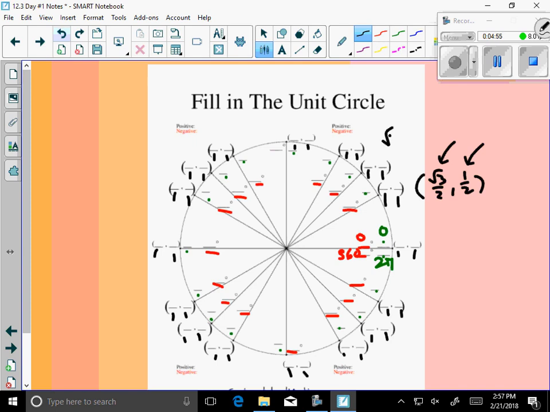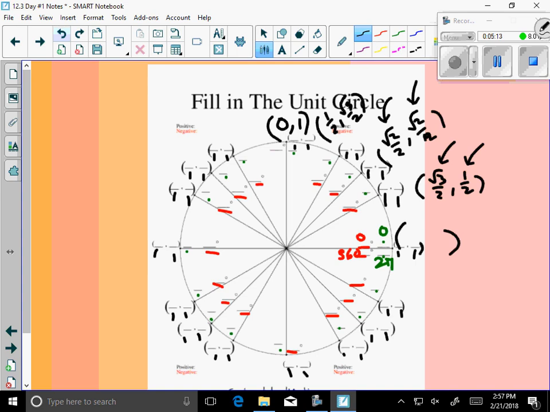This one would be root 2 over 2. That's a 45, or pi over 4. That's root 2 over 2, my cosine and my sine. Right here, I would have 1/2, square root 3 over 2. Right here, I would have 0, comma 1. And down here, I forgot to do it, but this would be 1, comma 0.